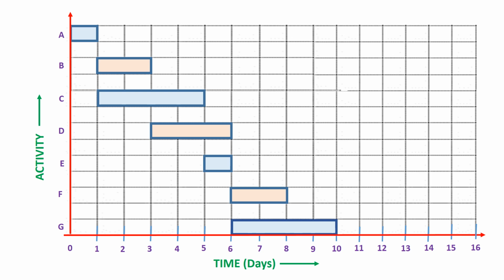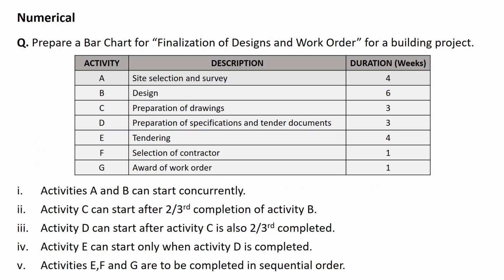Now let's look into one more example on how to draw the Gantt chart. Prepare a bar chart for the finalization of designs and work order for a building project. So here they have given in the table the short form for the activities, the description of those activities, and the duration of these activities in weeks. And at the bottom they have given the different relations between these activities.